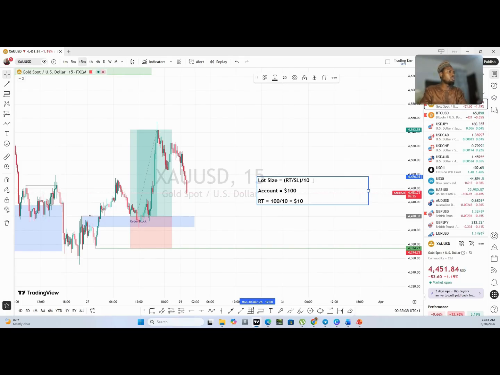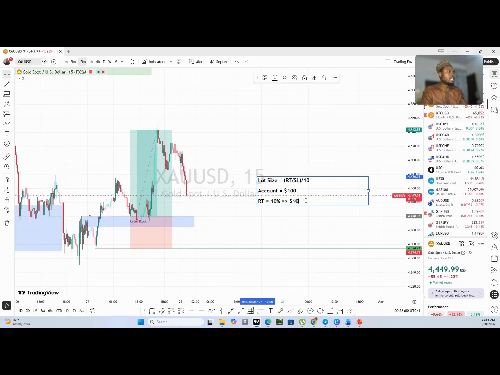And I want to risk like 10% of my account. 10% of my account is what? That means my risk tolerance is 10%. So 10% of $100 is equal to what? Is equal to $10. So that means $10 is my risk tolerance.